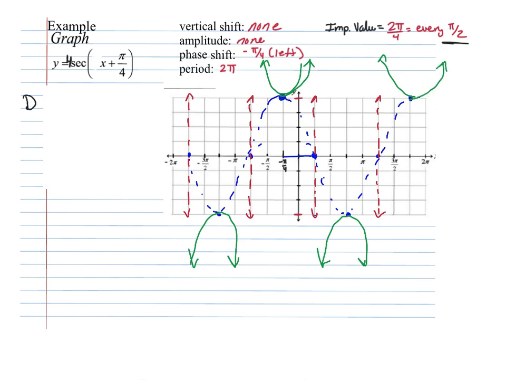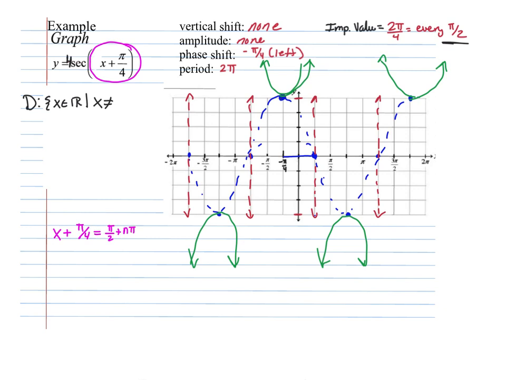So we need to find our domain for this function. We're going to have x is an element of the reals such that x cannot equal. And we are going to figure out what our general function for our asymptote is using our phase shift divided by frequency if we have it. So we are going to go x plus pi over 4 is equal to, since this is the secant, pi over 2 plus n pi.